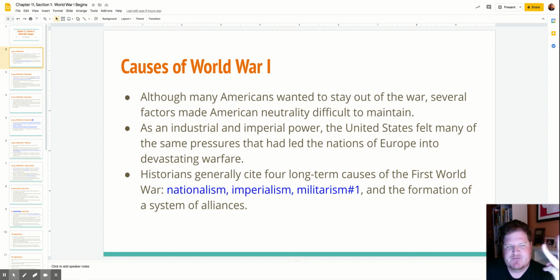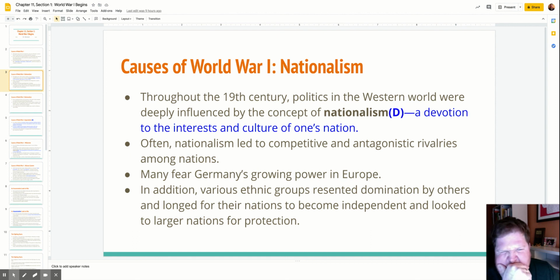But it was three main factors: nationalism, imperialism, militarism, that led to this. So let's start with nationalism. During this time, politics are really building up in Europe. With the Industrial Revolution, it really drove a lot of new jobs with new factories, and we start to see new jobs and politics being played out in the Western world.